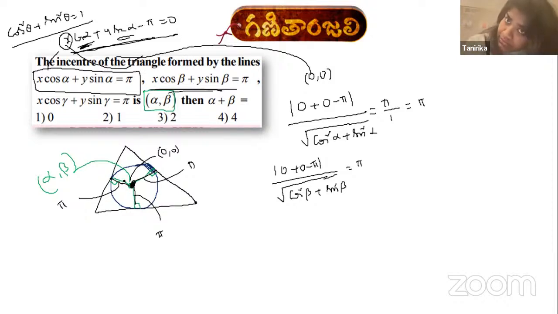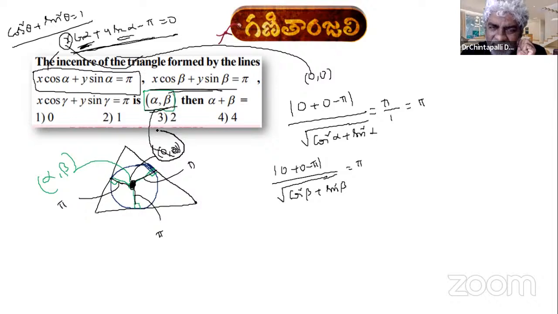The point which is equidistant from three sides is called the incenter, which is the center of the incircle. The center of the incircle is equidistant from the three sides. So what is the incenter for this triangle? The center of the circle is 0, 0. The center of the circle is given as alpha comma beta. So what is alpha and what is beta? We found that the center is 0, 0, because 0, 0 is equidistant from the three sides.